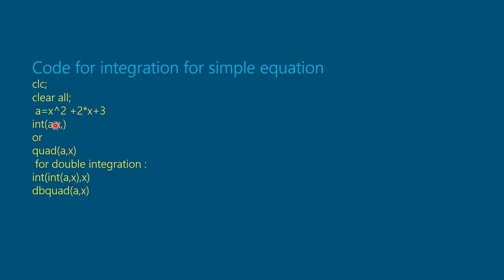Okay, then I am going to take a variable a with the equation x square plus 2x plus 3. Then I want to perform the integral operation for the equation a. So in that case I am going to write int, then whichever equation you are going to use, comma, that particular variable with respect to which you want to perform the operation.